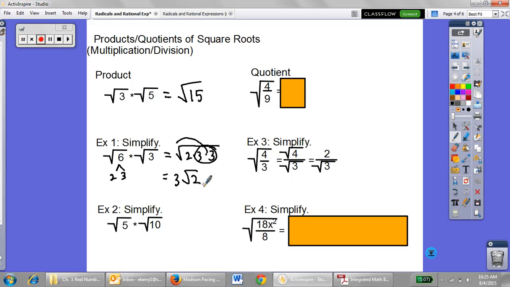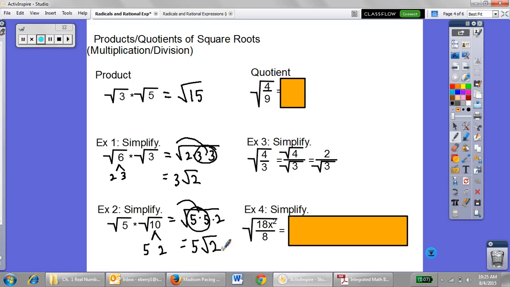Example 2, same thing. I can break down the 10. I notice that it can be broken down into 5 times 2. Write all of the factors underneath the square root sign. So I have the 5 from the first square root, and then another 5, and a 2 here. Circle the pair and bring it out. So there's 5 on the outside, and square root of 2.